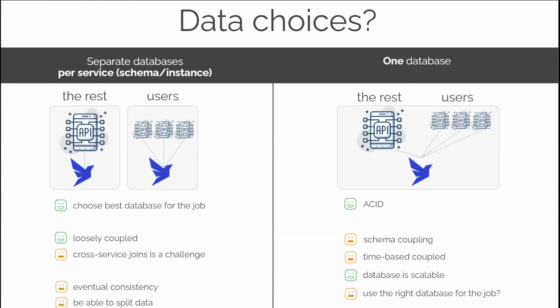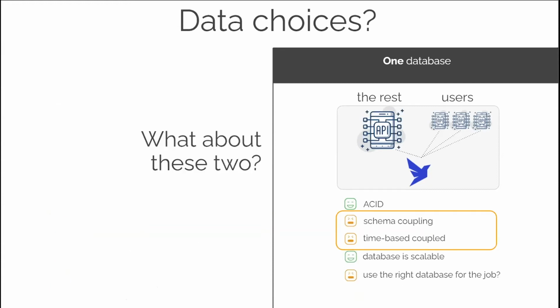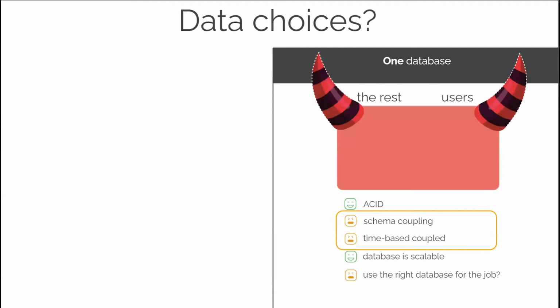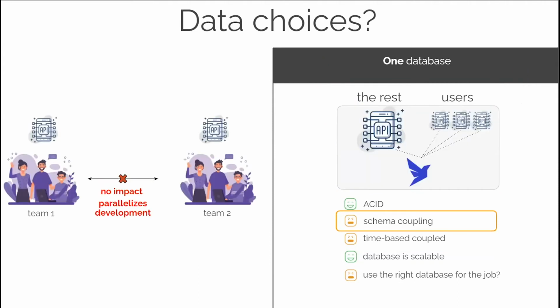So let's remove that. But let's look at those two, schema coupling and time-based coupling, because those are the reason why using one database is often evil. However, if we look at why we need that, we typically need that so that two teams can work completely independently without having an impact on each other. That means that you could parallelize development, which is something that a lot of managers would love to hear, and that makes sense, right? If you can parallelize development, you can scale up teams more easily.